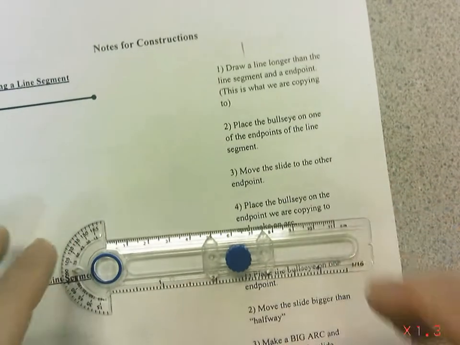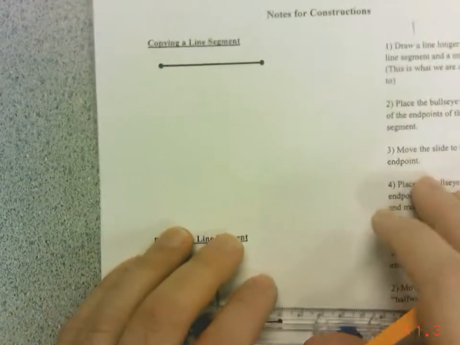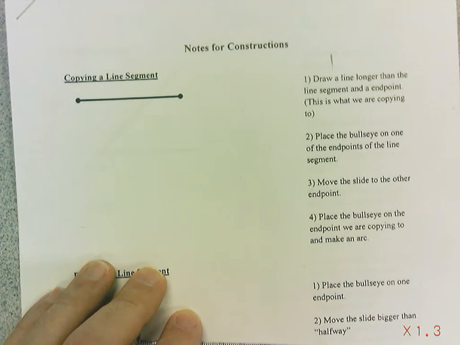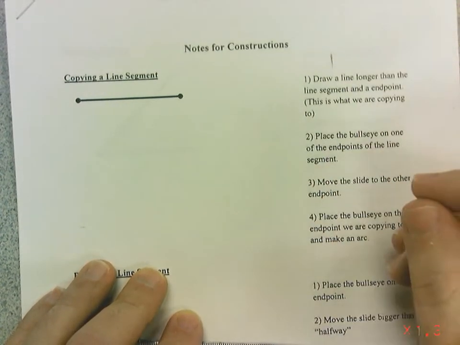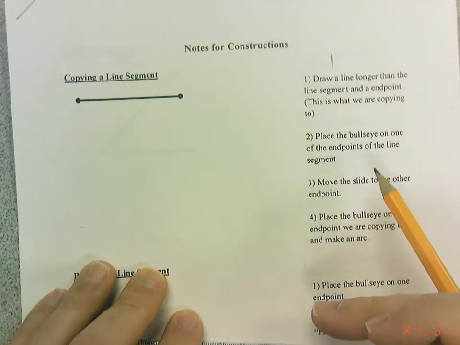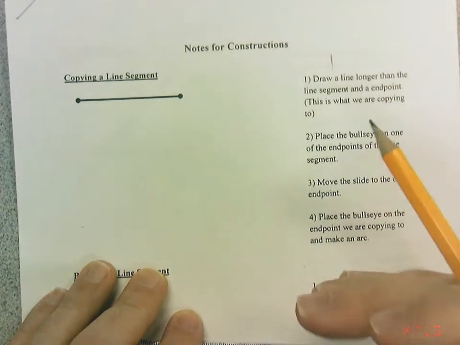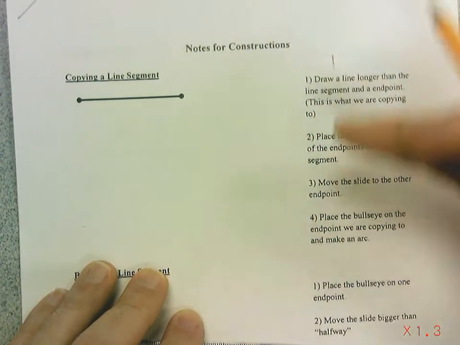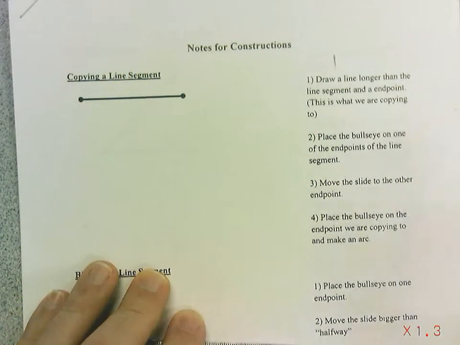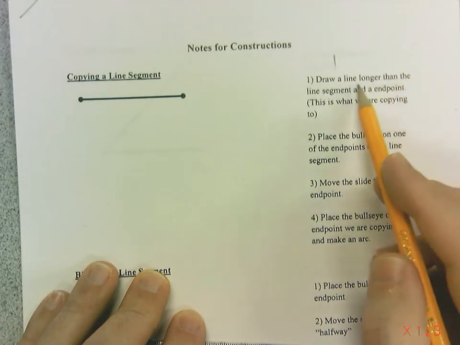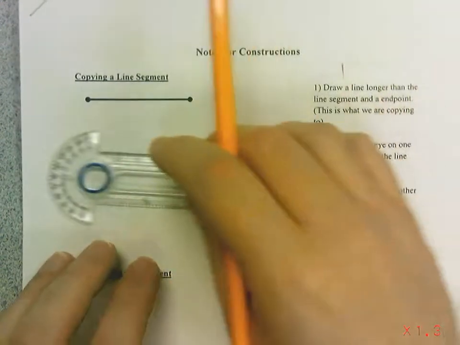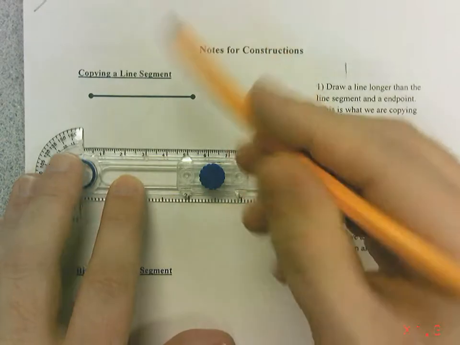So the first construction I'm going to talk about is copying a line segment. Now you should all have these notes, and you can use these notes on the tests. On these notes, they have the steps already given to you. So if you can read, you can probably just do this on your own, but I'm going to walk you through these steps, and we're going to copy this line segment right here. The first thing it wants me to do is draw a line that is longer than the line segment, with an endpoint. So I'm just going to draw a line that's longer than the line segment I want to copy.